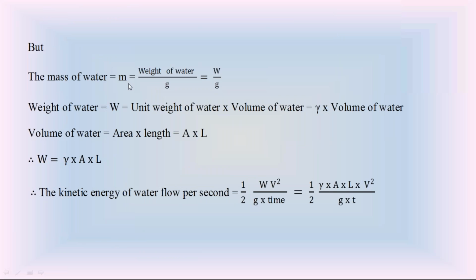That mass of water flow is equal to weight of water flow divided by acceleration due to gravity, W by g. W is the weight of water flow, which is equal to unit weight of water into volume of water. Unit weight of water is gamma into volume of water. Volume is equal to area into length, A into L. So the weight of water W is equal to gamma into A into L.